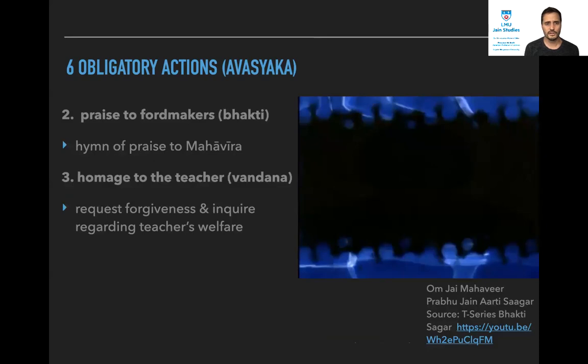The second and third are praise to the Ford Makers, which is giving devotion, or bhakti, as the Sanskrit word means devotion, to Mahavira, for example, or the Tirthankaras. So you're giving praise to the Ford Makers, those who set the example of how to be liberated, who brought the Jain teachings to this world, these universal teachings of nonviolence and so on. Every day, you have to give some praise to the Ford Makers, not because you expect anything in return, but because you take great inspiration from them. And in doing so, you yourself become like them.